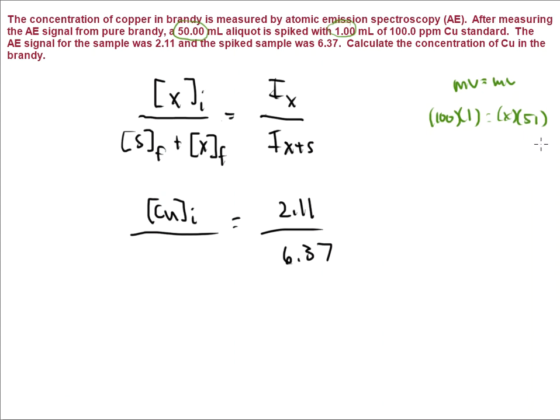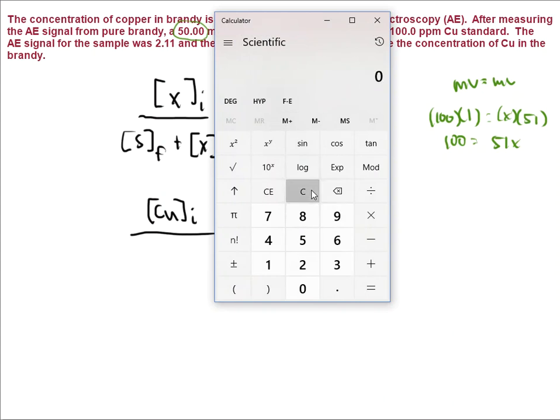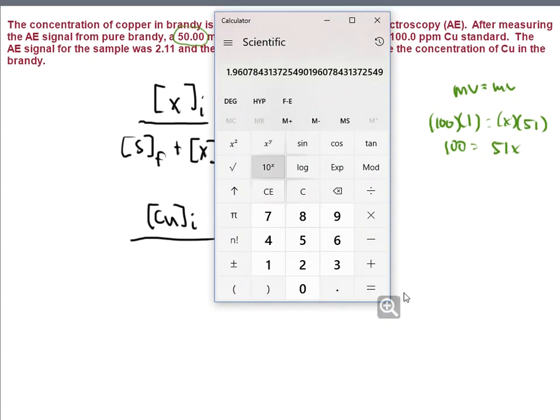Did we say we could do these without volumetric flask? We can, as long as we keep track of the volumes that we're using of everything. We don't need volumetric flask. Who cares about those? All right, so 100 times 1 is 100, and that's equal to 51 times x. Well, I need to figure out what my concentration is going to be. So 100 divided by 51, that's equal to 1.96.